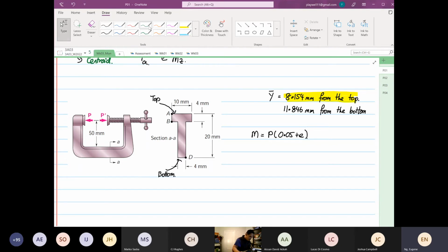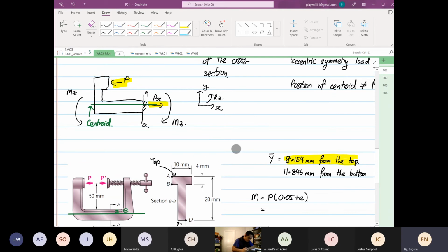If this is our centroid, E will be the distance from here to here. That is our E. If you take it from the bottom, you have to compensate. If you take it from the top, it's easy. All you need to do is, so the load is 500.